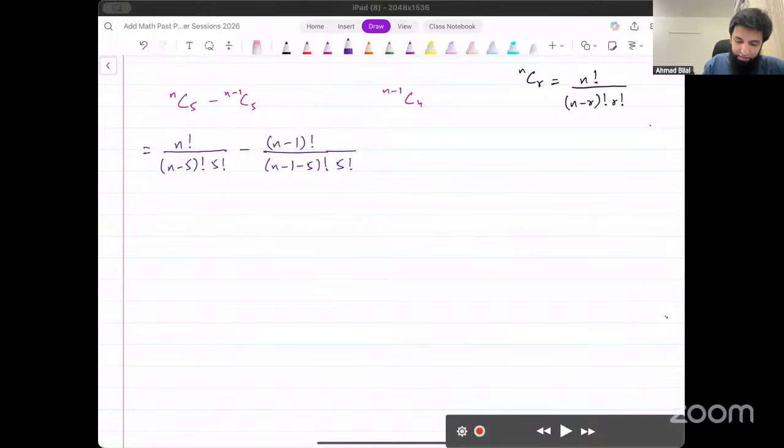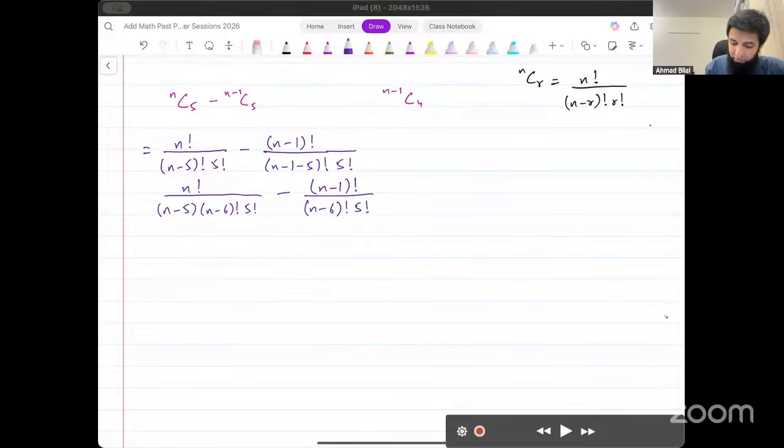n minus 5 whole factorial, I could write that as n minus 5 into n minus 6 whole factorial, and then we have 5 factorial, minus n minus 1 whole factorial divided by n minus 6 whole factorial into 5 factorial. Okay, this is what we've got. Now, let's take LCM and see what that gives us.